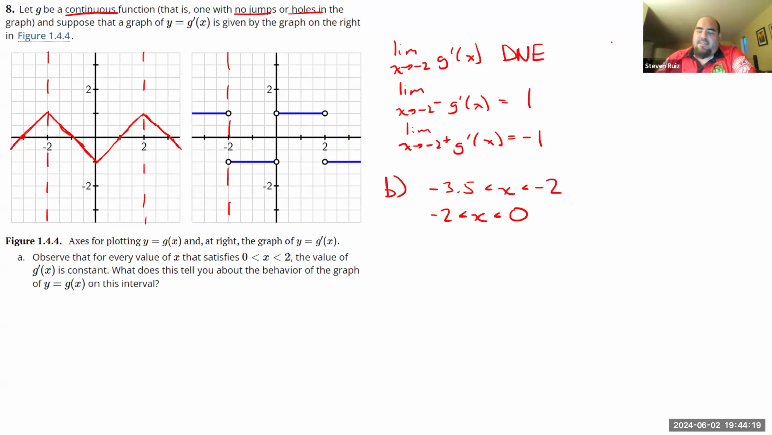And if that limit doesn't exist, then we say our function is not differentiable at that point. And if we have a function that's not differentiable at a point, then that means its derivative doesn't exist there. And one of the ways that looks on a graph is you'll get these hard corners, these hard cusps, instead of a smooth curve.